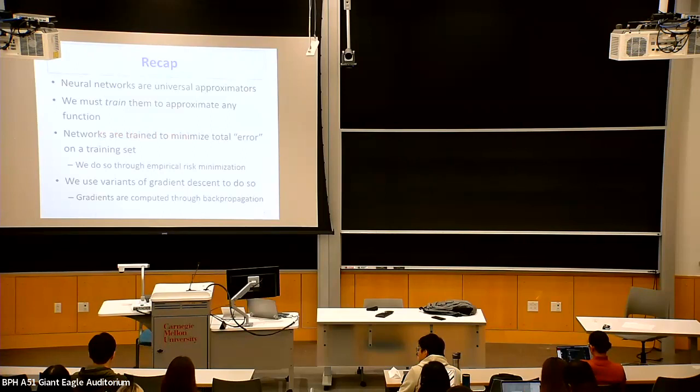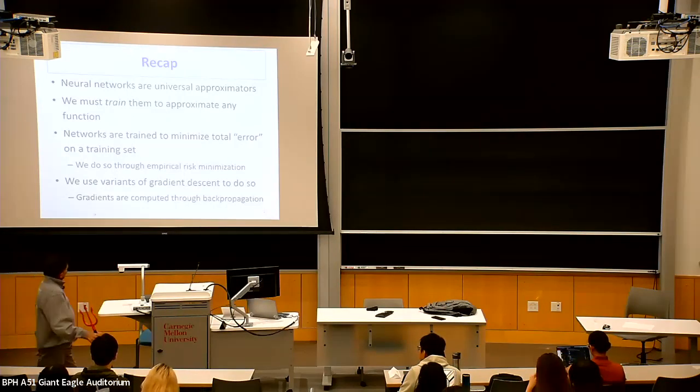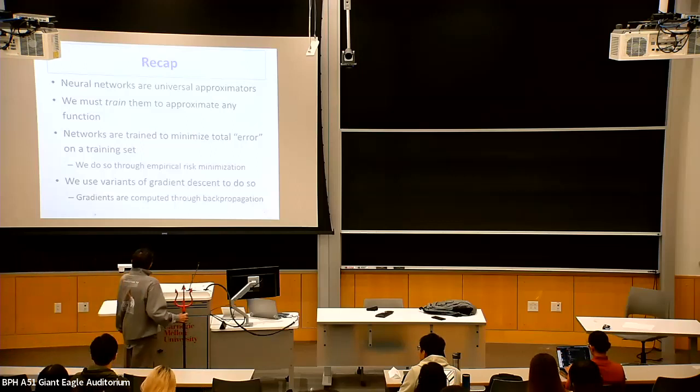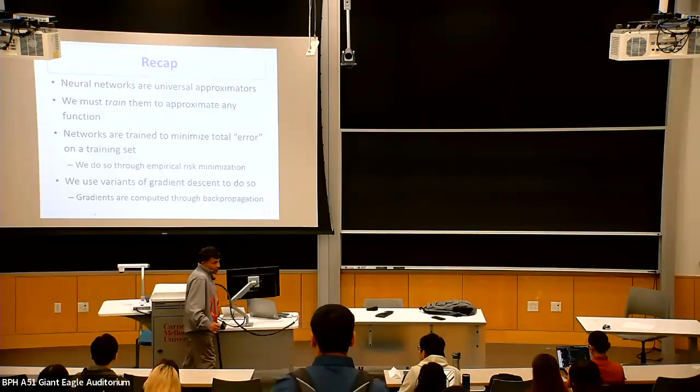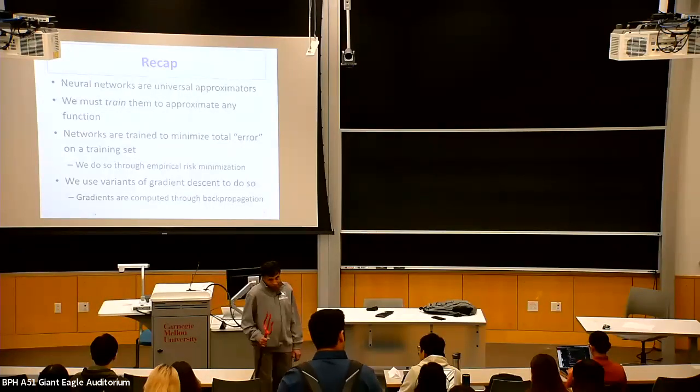So we're going to continue our series of lectures on training neural networks. For a quick recap, we know that neural networks are universal approximators. We train them to approximate any function. They are trained to minimize the total error on a training set, and we do so through empirical risk minimization. We use gradient descent or variants of gradient descent to do so. Gradients are computed through backpropagation.